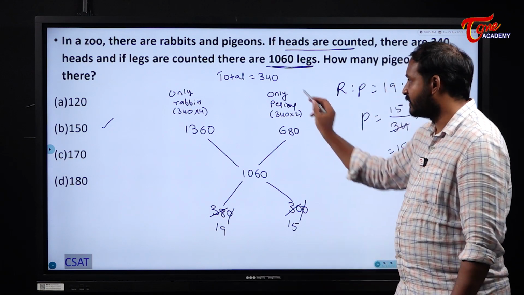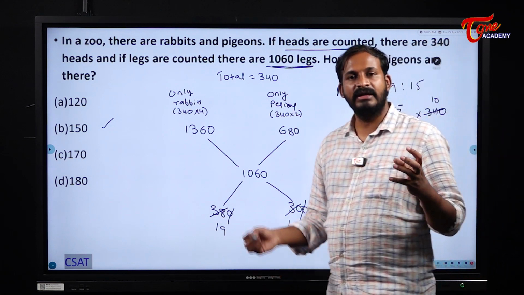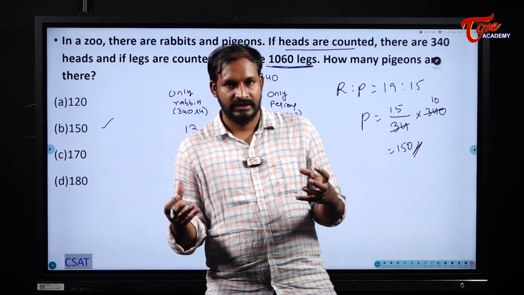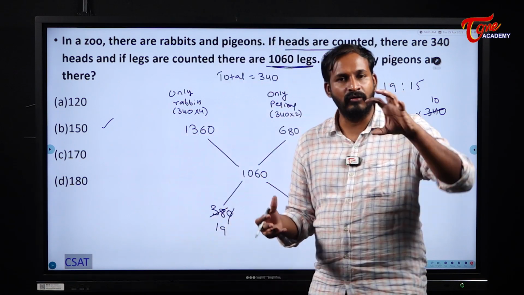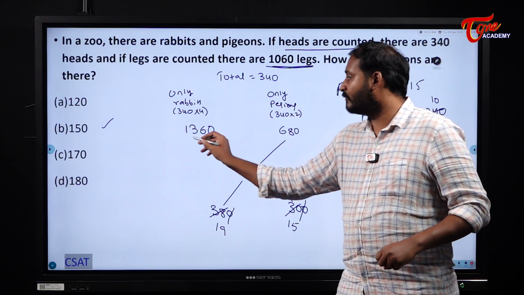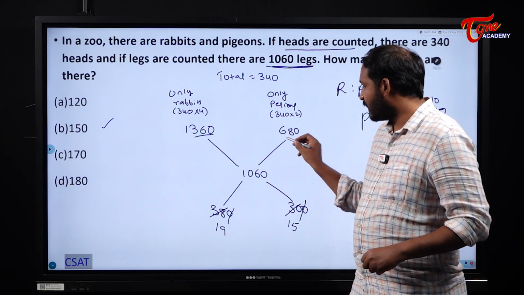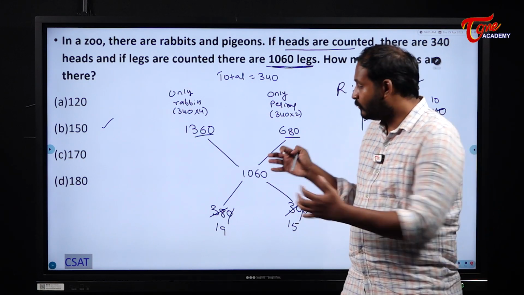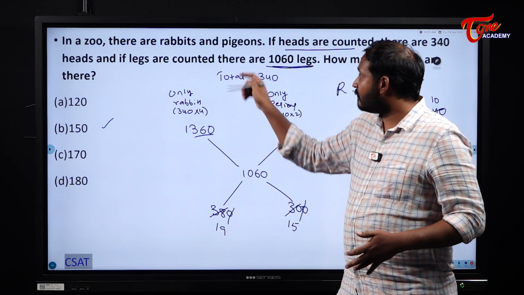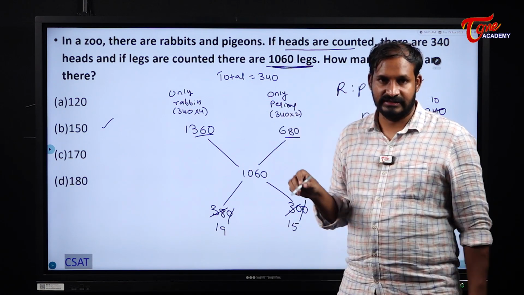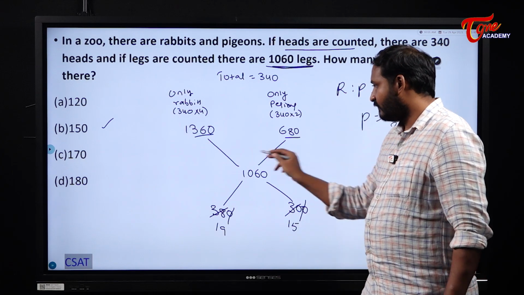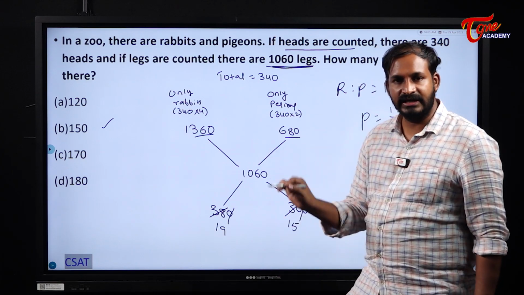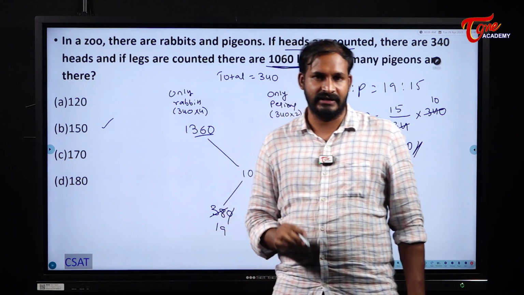I hope now everyone understood this alligation method. Whenever there is a mixture of two things, we should assume that only one category is there, and find what the value would be. Assume the other category is there, and find the value. Due to the mixture of these two, we are having only 1060 legs. Now we will observe the difference here and here. With the alligation rule, you will get the answer very quickly.